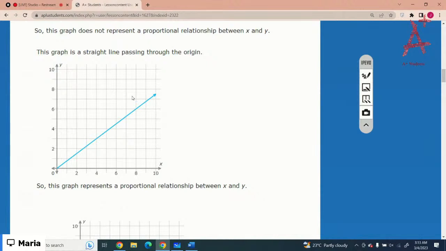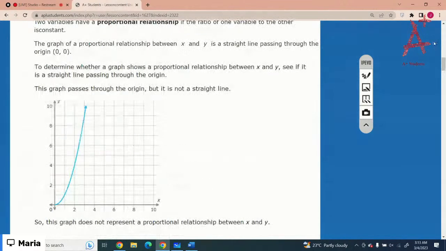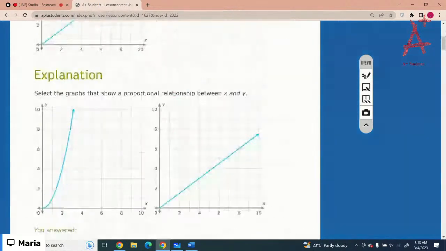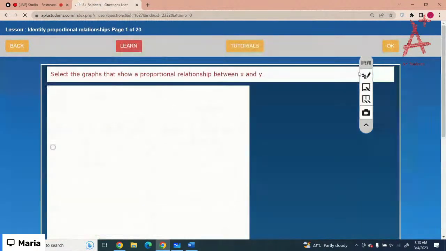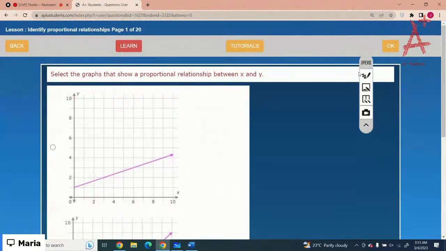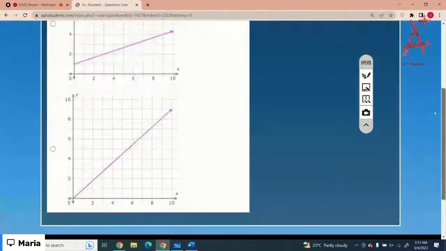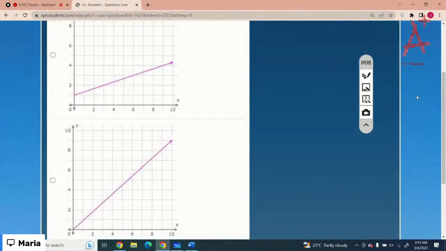So let's just start with the test questions. Okay. Select the graph that shows a proportional relationship between x and y. So which graph is the proportional relationship? Option 1 or option 2, which is the correct option? I just explained the graph that shows a proportional relationship must pass through the origin 0, 0, and also it is a straight line. So which graph passes through the origin? The second one. Got it?